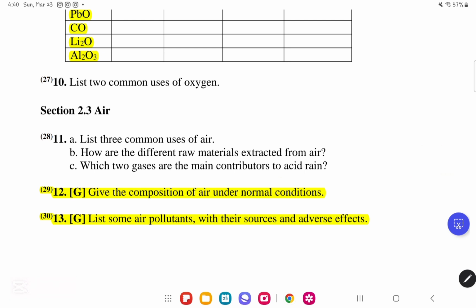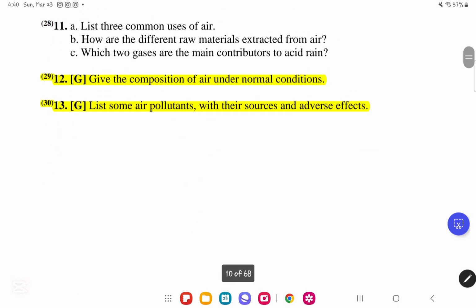Okay, so just a quick recap of question number 11. 3 common uses of air. Air is a major source of raw materials, so you use oxygen for combustion, nitrogen for fertilizers, and noble gases for the bulbs. How are they extracted from air? You use the fractional distillation of liquid air. And finally, part C, which two gases are the main contributors to acid rain? They are sulfur dioxide and oxides of nitrogen. They are the main contributors to acid rain.